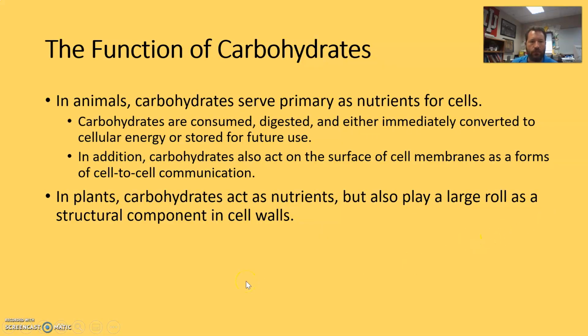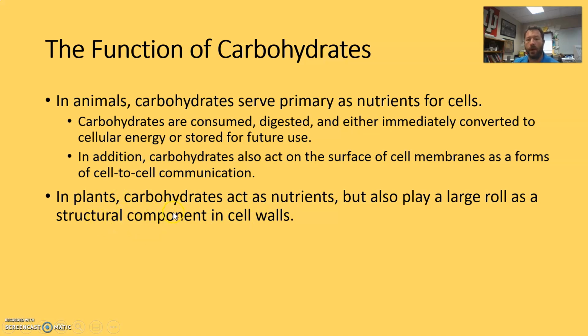So carbohydrates have several functions, and really it depends on what type of cell the carbohydrate is in. For animals, we tend to consume carbohydrates, we digest them, and then we use them for future energy sources. You saw a couple of slides ago, glycogen is a common polysaccharide that animals use to store energy. We also use carbohydrates on the surface of our cells as a kind of cell-to-cell communication. And I believe we'll get more into that in our next chapter, chapter 3.